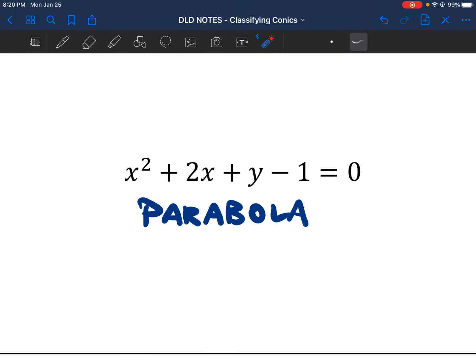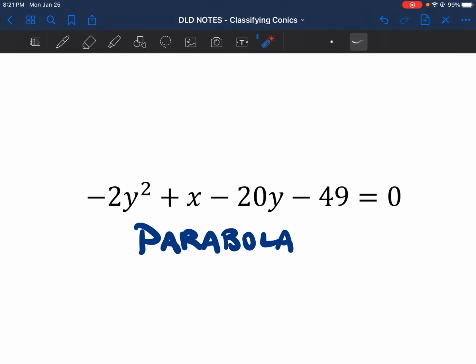x squared plus 2x plus y minus 1 equals 0. We can see that a is 1. However, we don't have a y squared, so the b term basically is 0. So a is 1, but since there's no y squared, b equals 0. Since one of them is 0, this is a parabola.